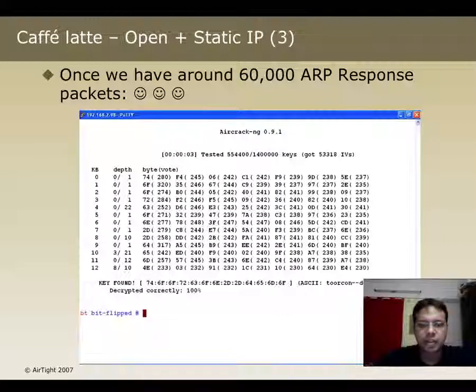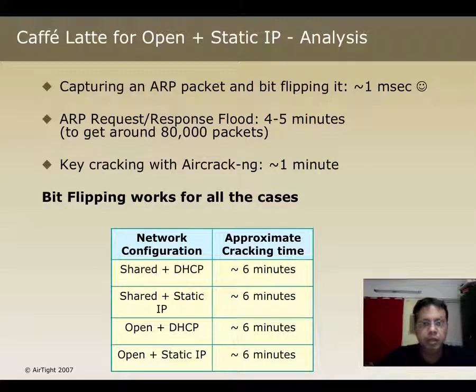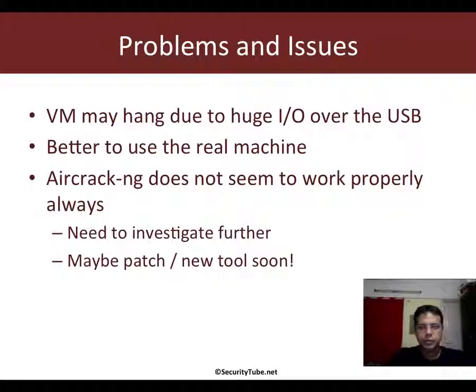So let me come back to the slides. Now, this is a quick analysis I had done at that time for that version of Aircrack. On average, it takes around 6 minutes at maximum speed, which would probably be a little over 200 to 300 packets per second, to go ahead and crack the WEP key, right?